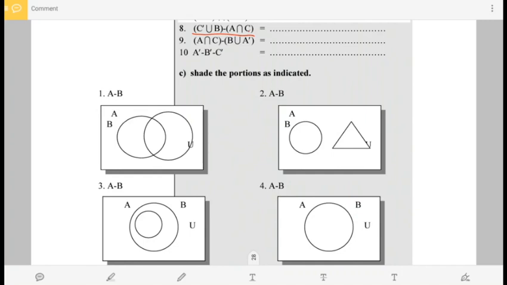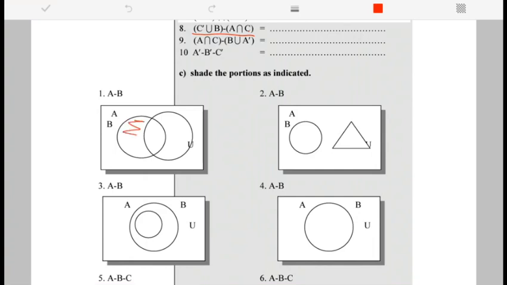Okay, so this is your A, and then not part of your B. Now here, since your A and B have no common points, that's the empty set. No need to shade anything.